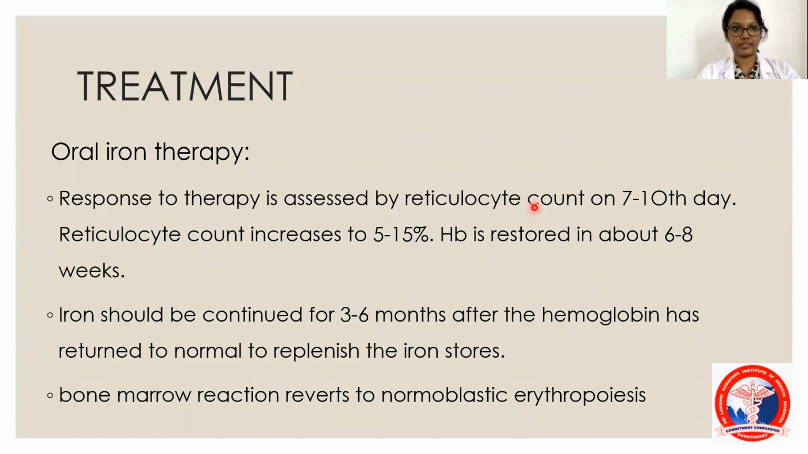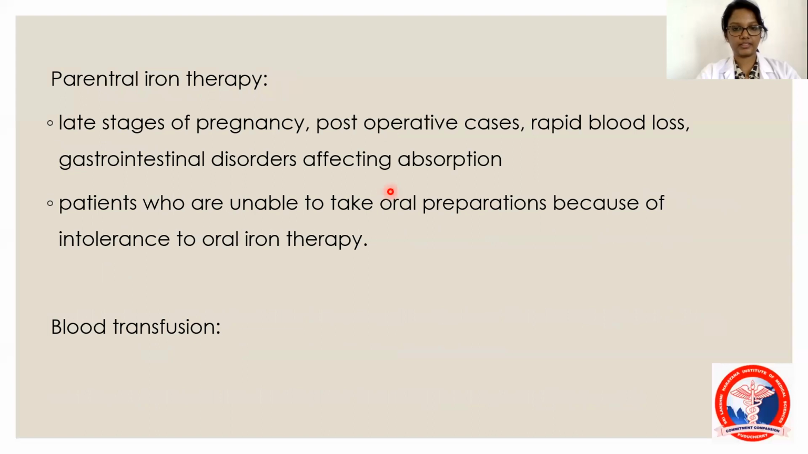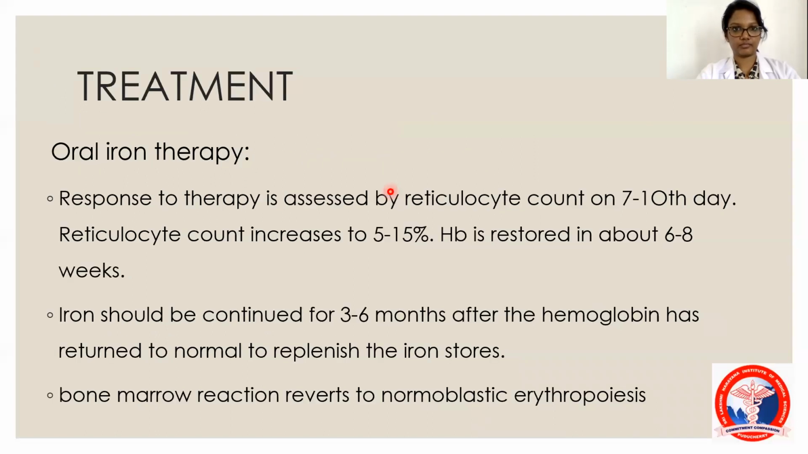So what is the treatment of iron deficiency anemia? The main treatment is oral iron therapy. You only go for parenteral iron therapy if the patient is not responding to oral iron therapy or is intolerant to it. The response to therapy is assessed by the reticulocyte count on the 7th to 10th day of starting treatment. The reticulocyte count will increase to 5 to 15%, and hemoglobin is restored in around 6 to 8 weeks. Iron therapy should be continued for 3 to 6 months after hemoglobin has returned to normal to replenish the iron stores. If you do a bone marrow at that point, it will come back to normoblastic maturation.